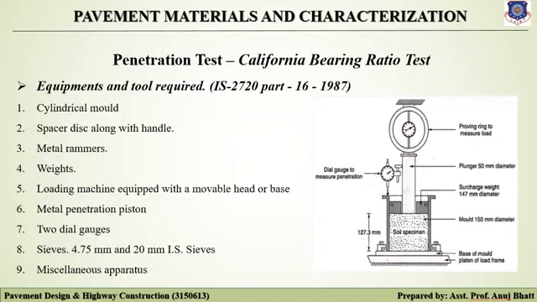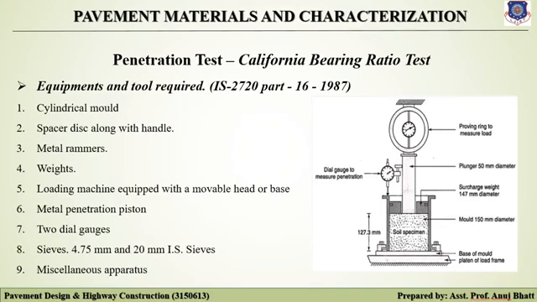So first we need a cylindrical mold with inside diameter 150 mm and height 175 mm, provided with a detachable extension collar 50 mm in height and a detachable perforated base plate 10 mm thick. The second equipment we require is a spacer disc, which is 148 mm in diameter and 47.7 mm in height, along with a handle.